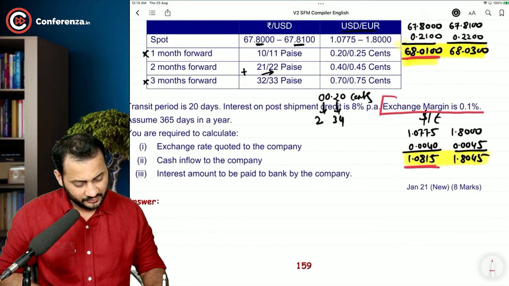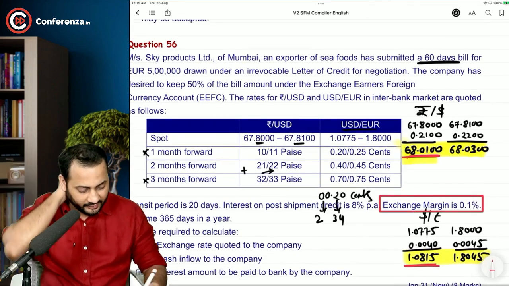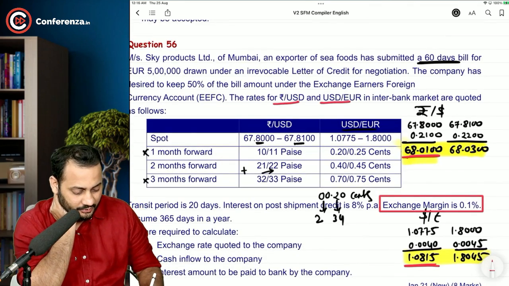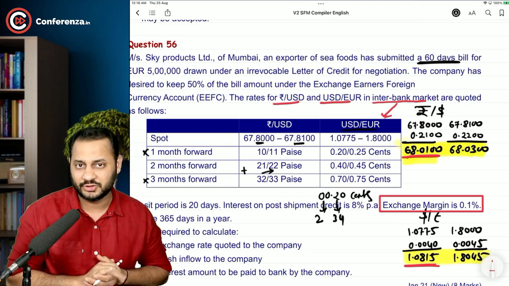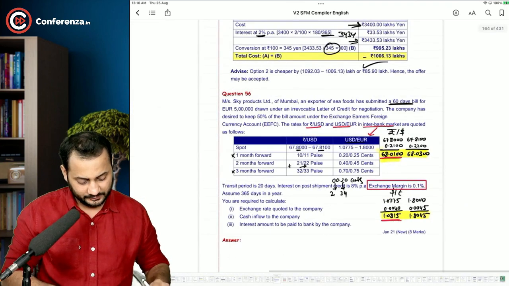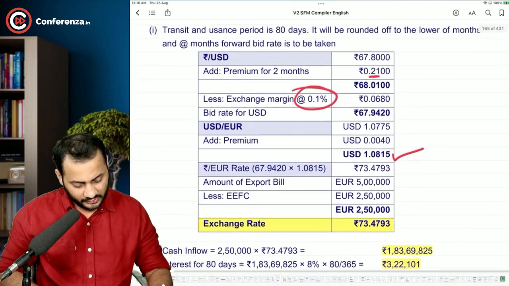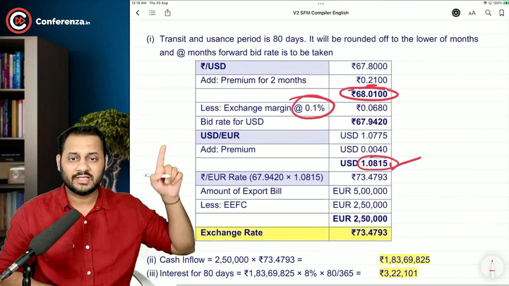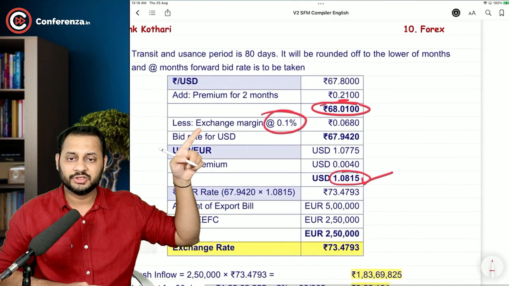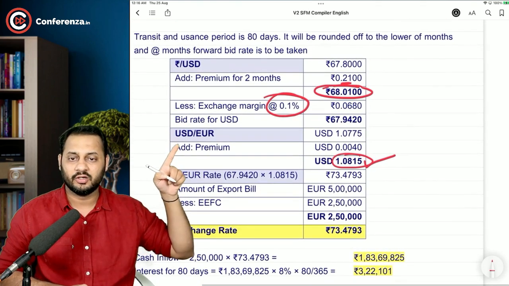There is an exchange margin of 0.1%. Okay. And it has been clearly written that both rupees per dollar and USD per euro are interbank market rates. That means exchange margin is not adjusted in these two. But what the institute has done, let me just show you. These figures are matching, 68.01 and 1.0815. But what the institute has done is they have deducted the margin only from the rupees per dollar rate, not from the USD per euro rate.